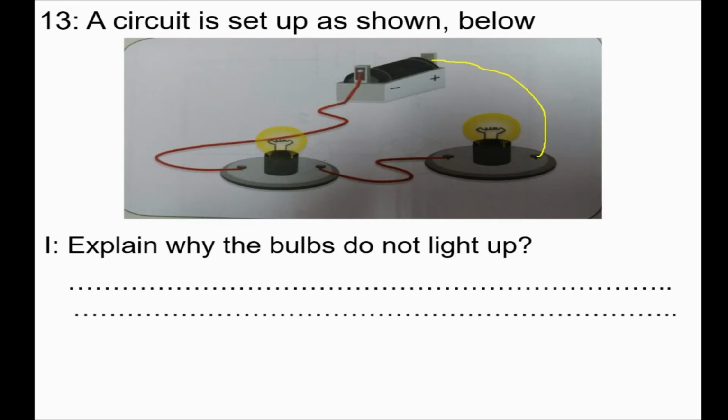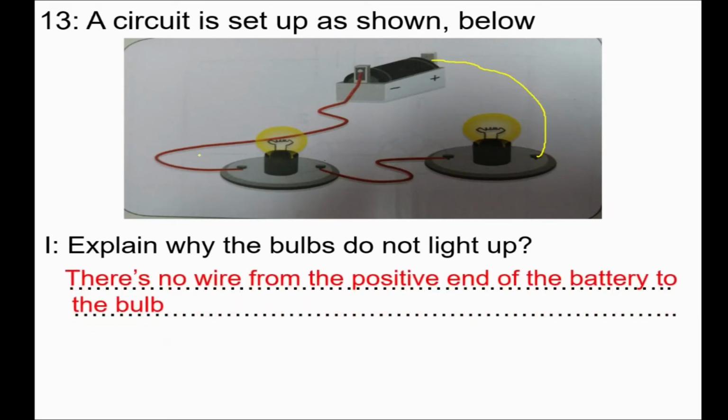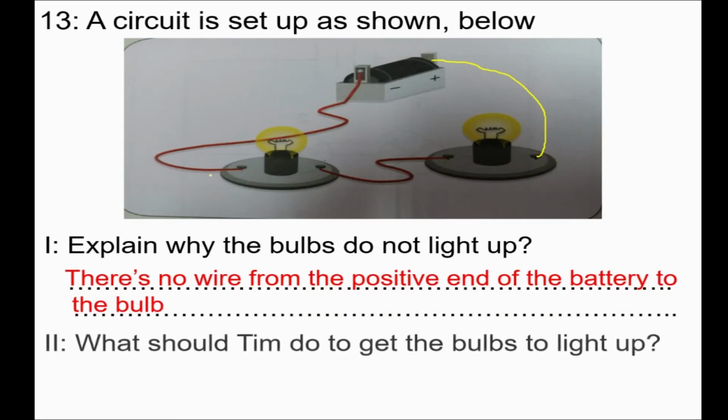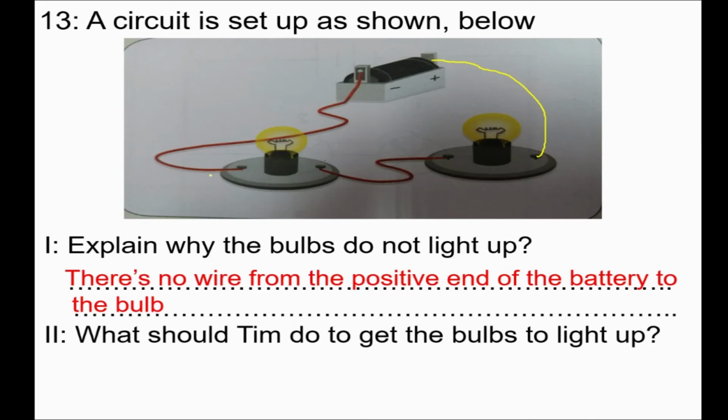So, explain why the bulbs do not light up. The correct answer here is there is no wire. Yes, there is no wire from the positive end of the battery to the bulb. So that is it. Question 2 says, what should Tim do to get the bulbs to light up?